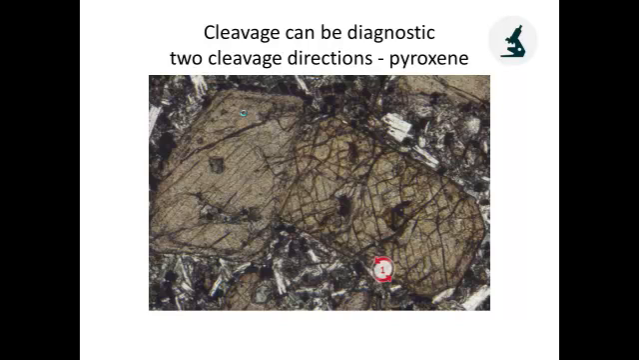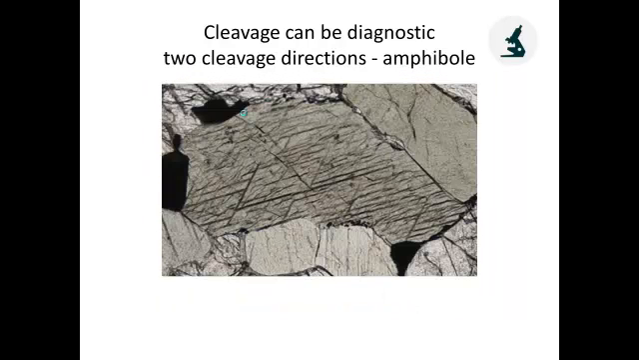In pyroxenes, like the one that we looked at earlier, you can get one cleavage in longitudinal sections, but if you get an end section, you can see this 90-degree cleavage. You see the pyroxene on the right here has a 90-degree cleavage. It's worth spending a lot of time on a thin section just looking around trying to find these end sections. This is an amphibole end section.